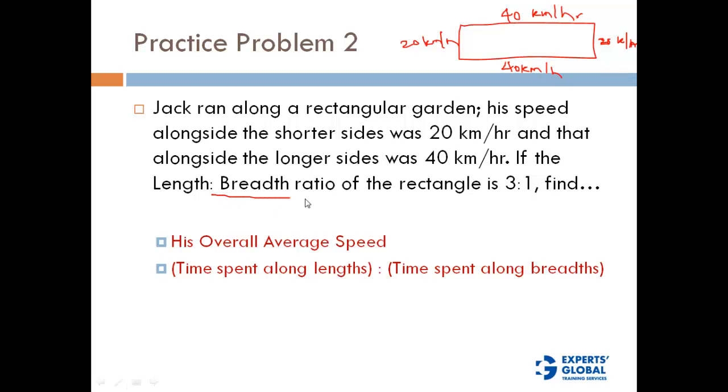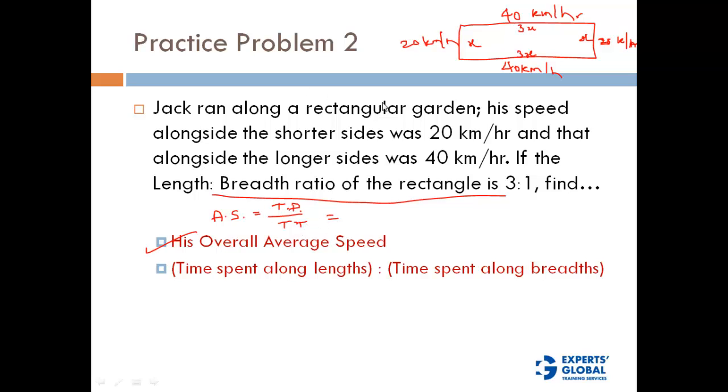If the length to breadth ratio of the rectangle is 3:1, so that means the length is 3x and the breadth is x. Okay, find the overall average speed. So what is going to be the overall average speed? Overall average speed is going to be total distance divided by total time.